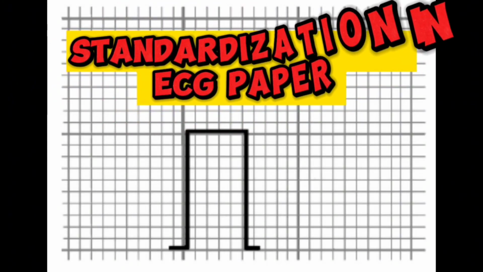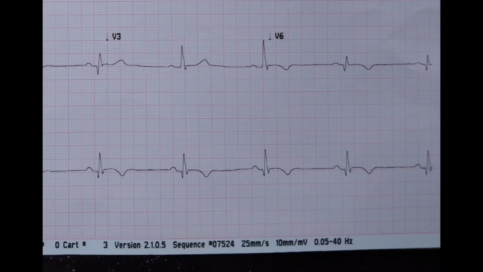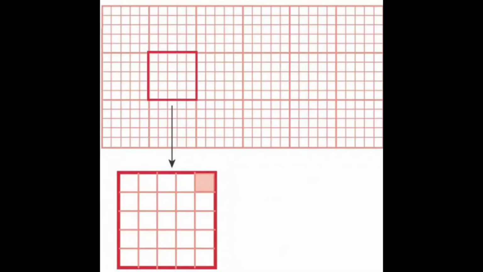And today we are going to talk about the standardization in ECG paper. If you look at the ECG paper, at the bottom you will have some numbers, 25 millimeter per second and 10 millimeter per millivolt. Let's discuss these numbers here. This is a part of ECG paper.